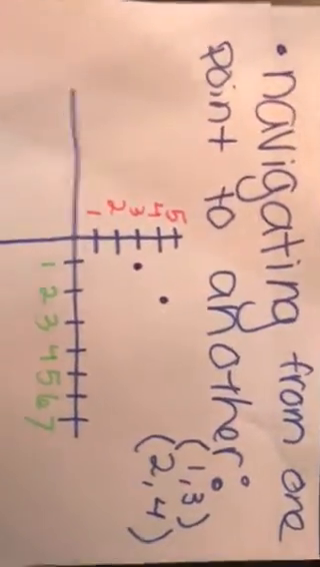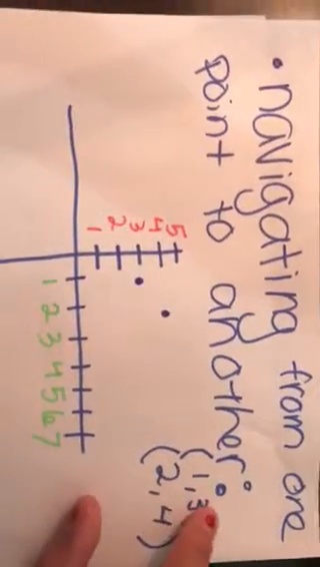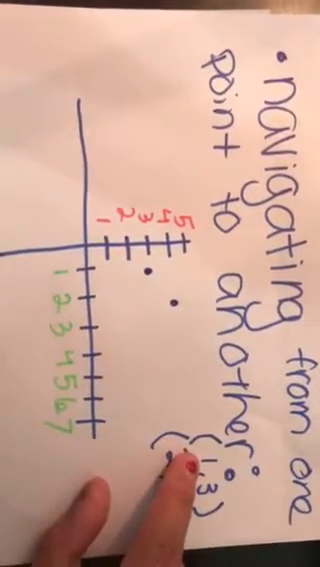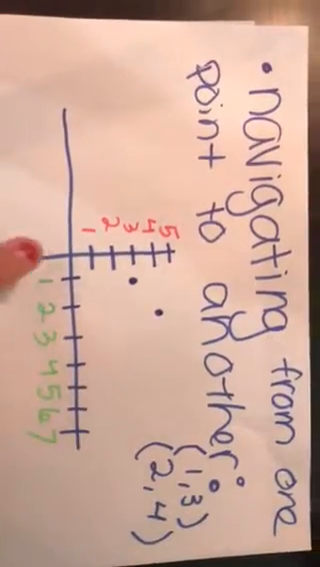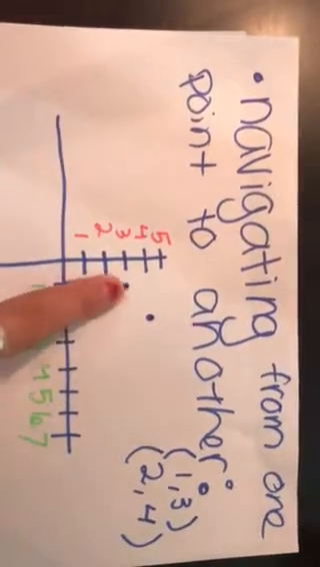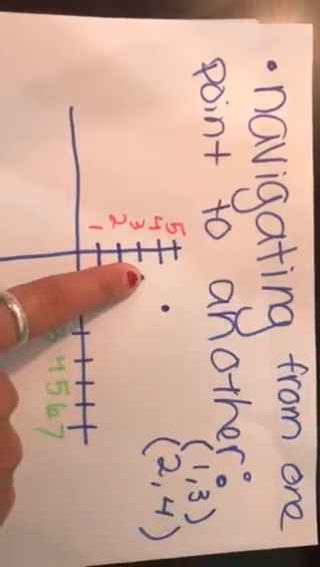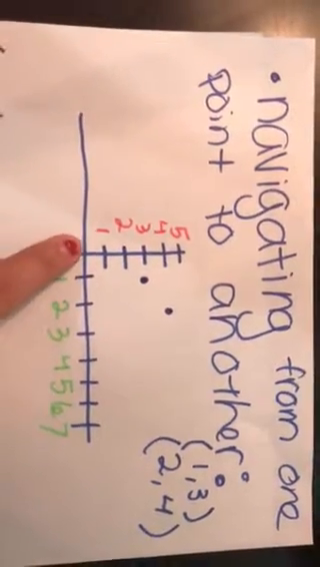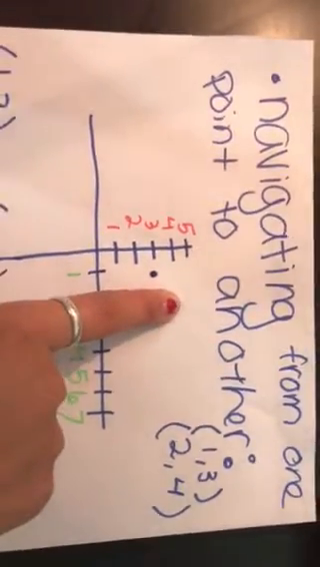We are going to learn about how we can navigate from one point to the other. Here we were given 2 points, (1, 3) and (2, 4). If we remember what each of these points mean, we know that the first number relates to the x-axis and the second number relates to the y-axis. Here we look at how we got to this first point. We moved over 1 and we went up 3 on the y-axis. The same way that we got from here to 2 and we went up 4 on this y-axis.